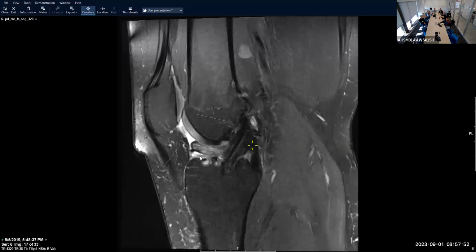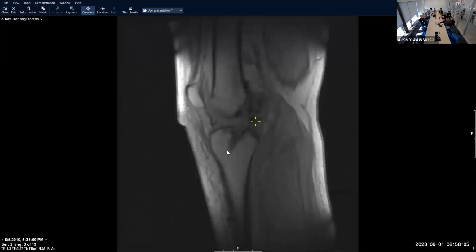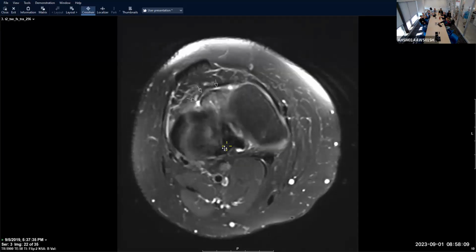So what's this called? Anybody know? This big fibrous structure in the intercondylar notch region in a post ACL repair patient or reconstruction. They say arthroscopically it looks like an eyeball. It's called a cyclops lesion. So this is one of the post-operative complications.